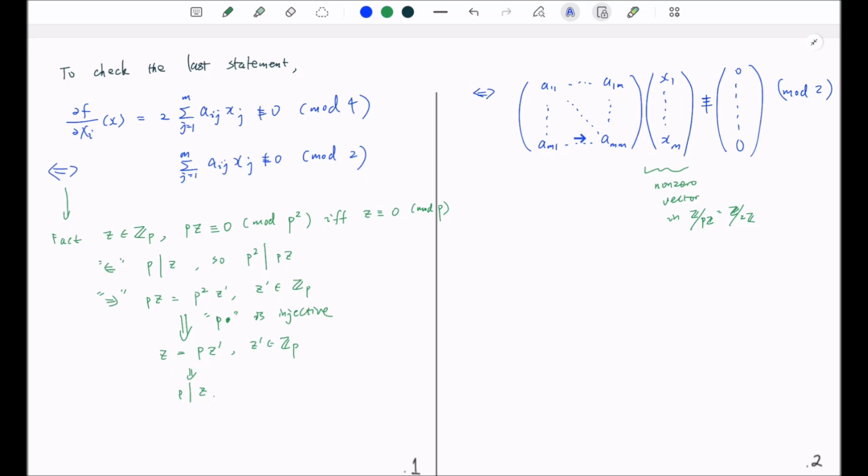So the product of this matrix with this vector being non-zero modulo 2 is implied by the condition that the determinant of this is non-zero modulo 2, i.e. this determinant is invertible in the ring of p-adic integers Z2. And this finally finishes the proof of corollary number 3.